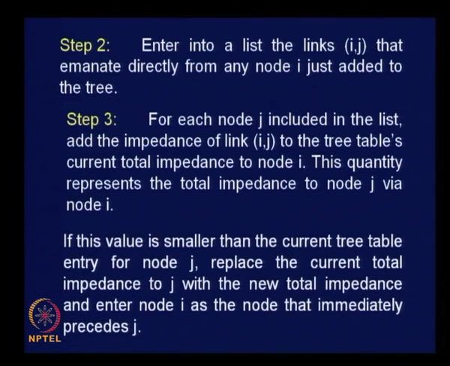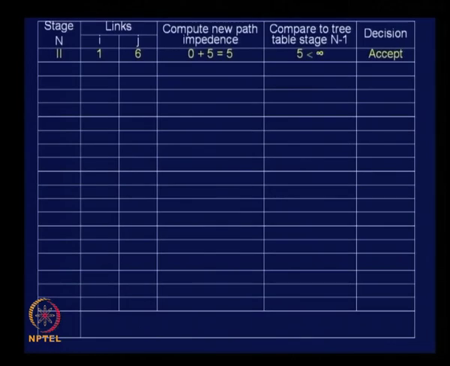If this value is smaller than the current tree table entry for node j, node j is 6. For 6 we have entered a value of infinity. Obviously, in the first step it is going to be much less than the current value of infinity. Replace the current total impedance to j with the new total impedance and enter node I as the node that immediately precedes j. So, this is the result that we get on completion of the steps that we discussed.